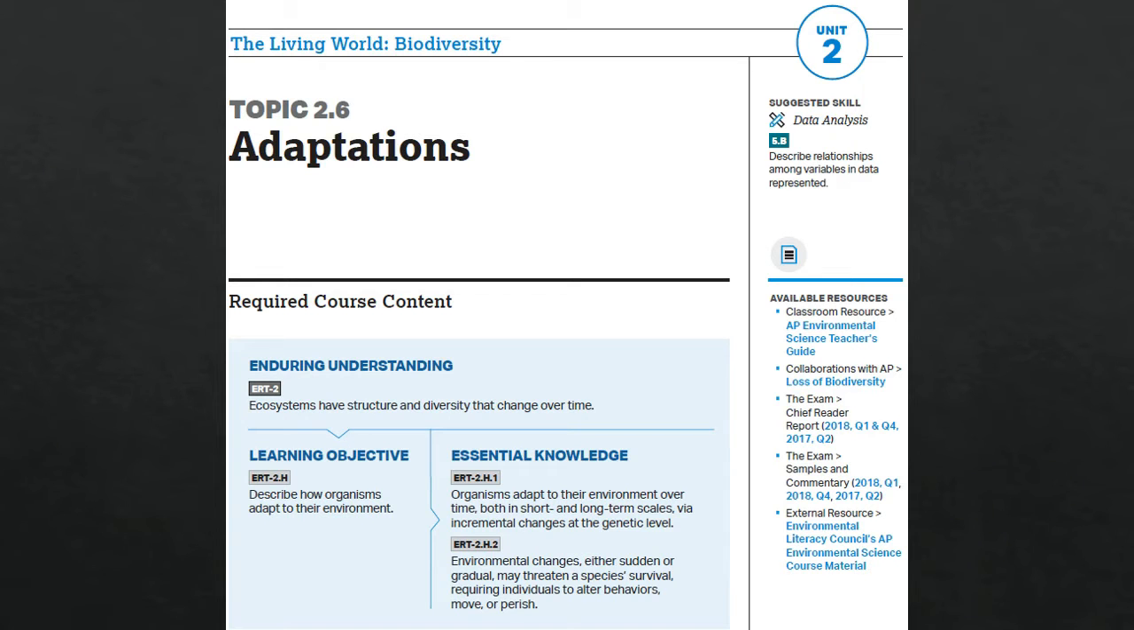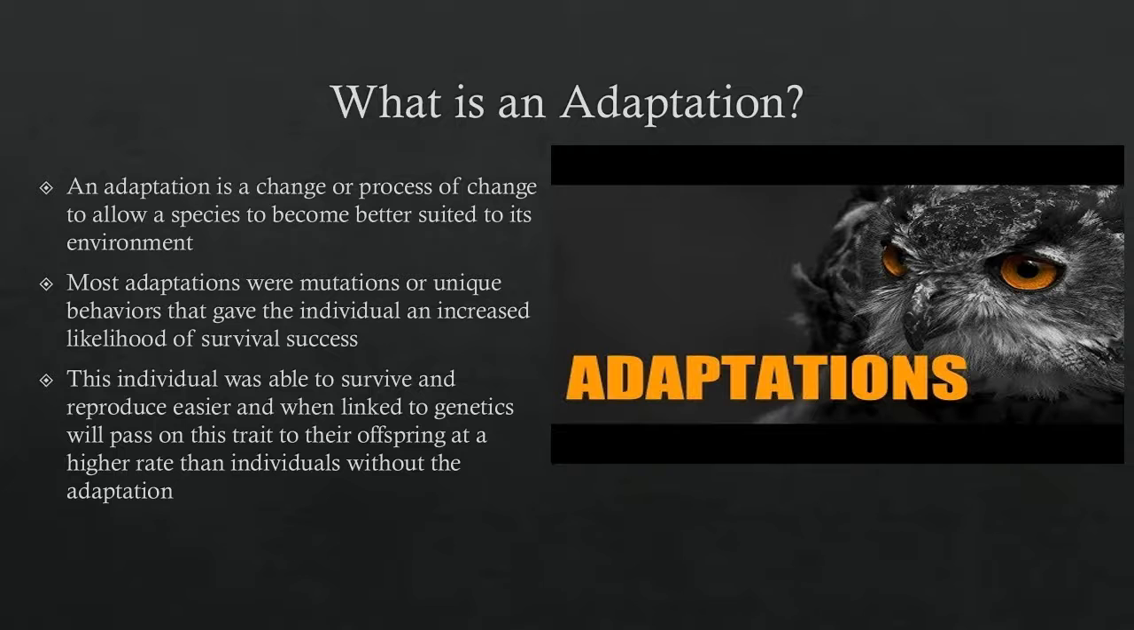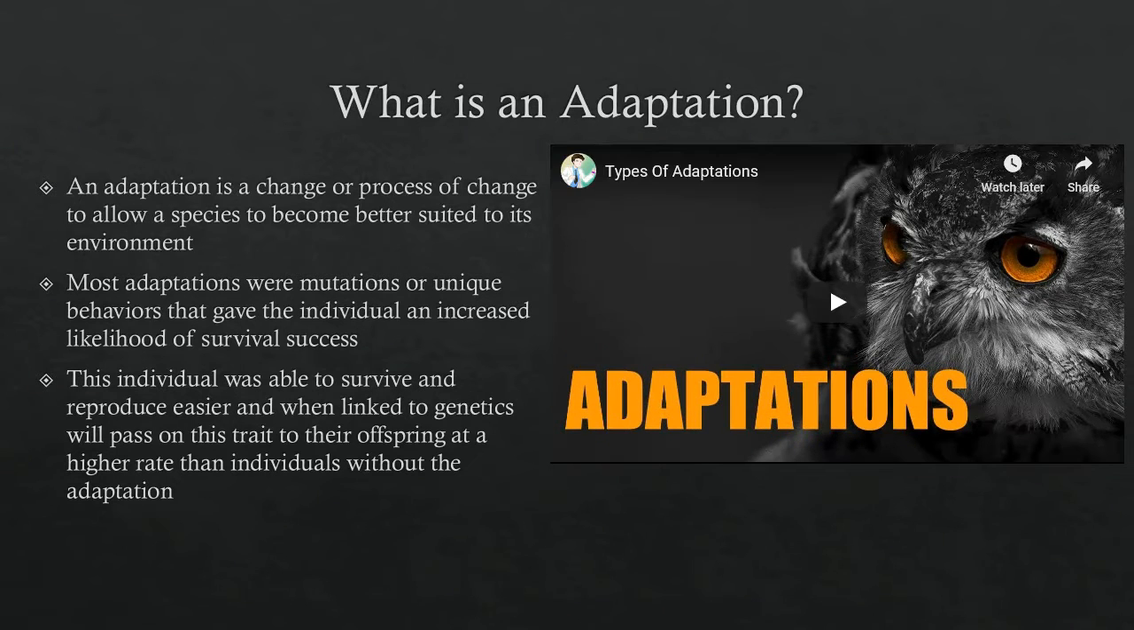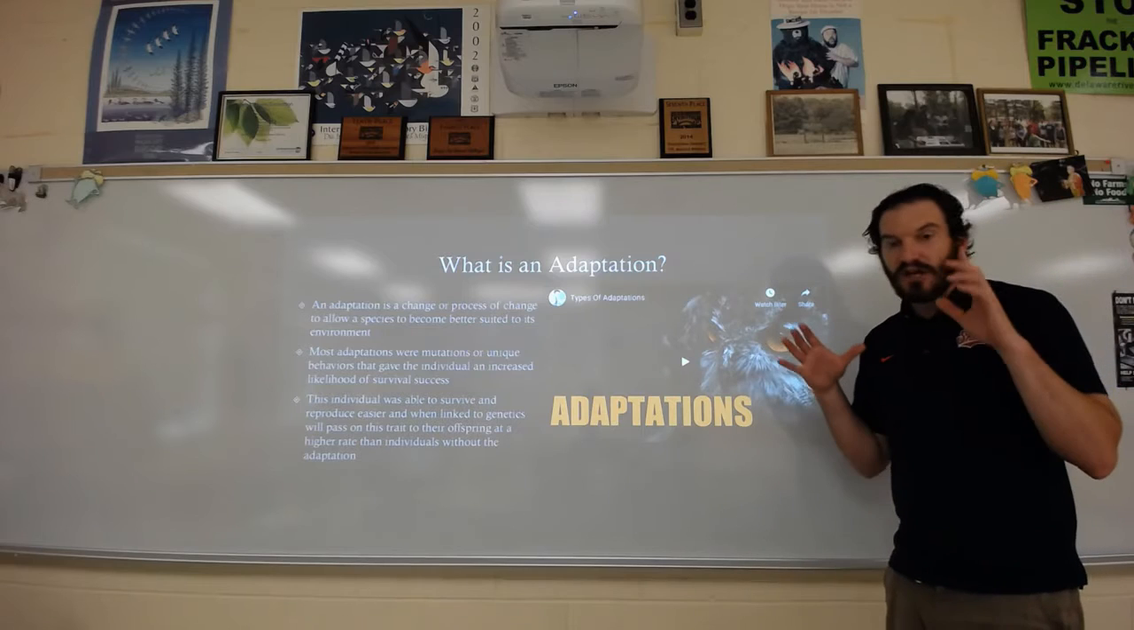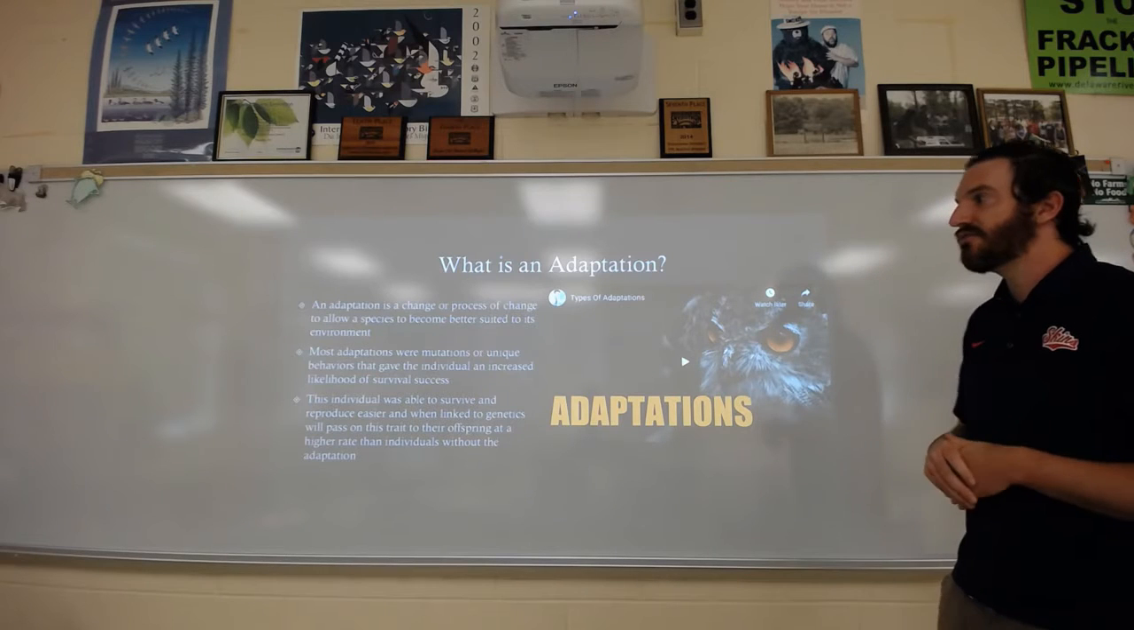College Board says that you should be able to describe how organisms adapt to their environment. So we're talking about adaptations, how organisms adapt to their environment. So let's go through the understanding of what is an adaptation. An adaptation is a change or a process of change that is going to allow a species to become better suited to its environment. So it wants something to be able to survive better in its environment.